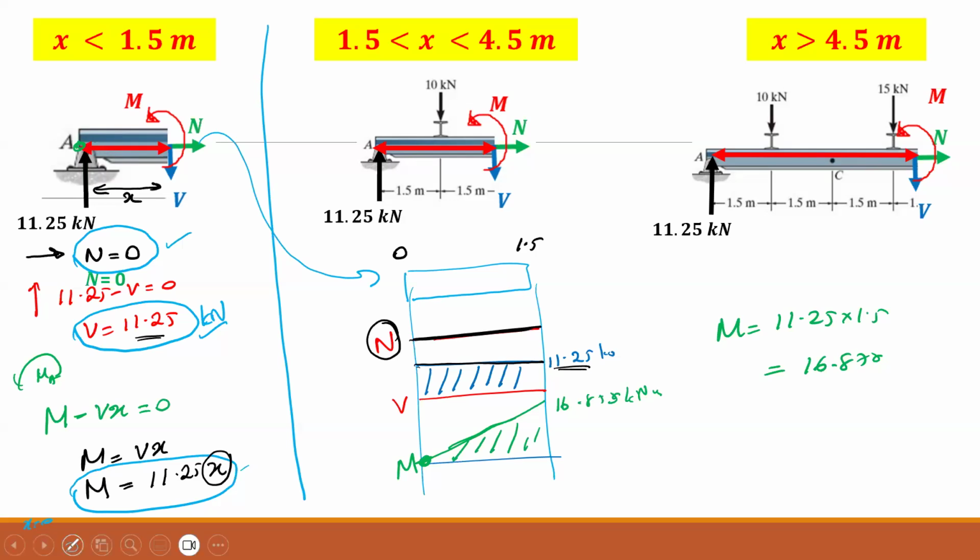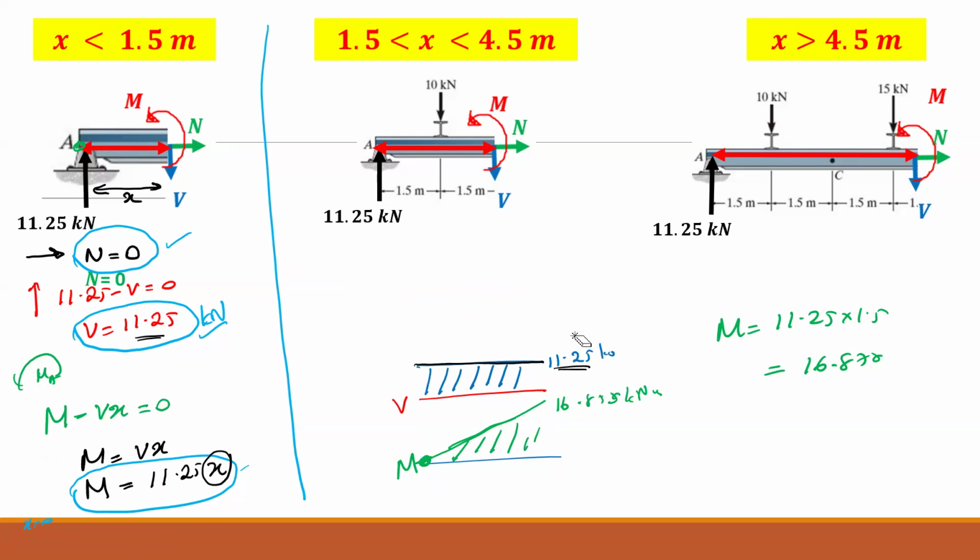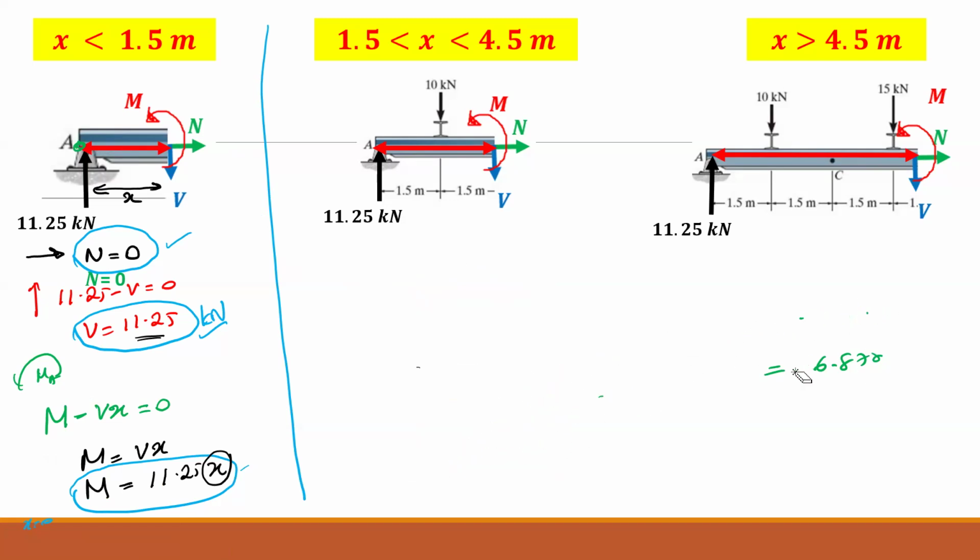Okay, so I want to see whether you have understood this. Can you do the same thing for the second section? I just want you to find the N, V, and M considering this section 2. Apply the equilibrium conditions and find these 3, V, N, and M.